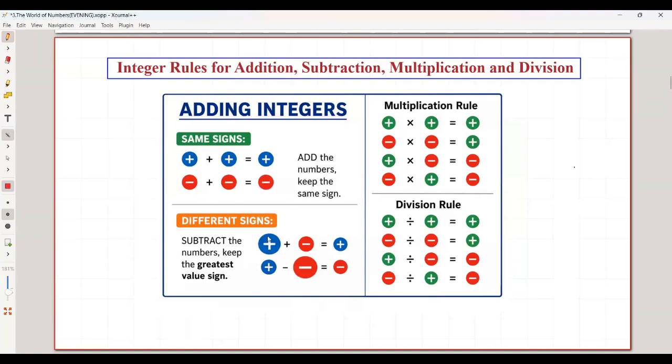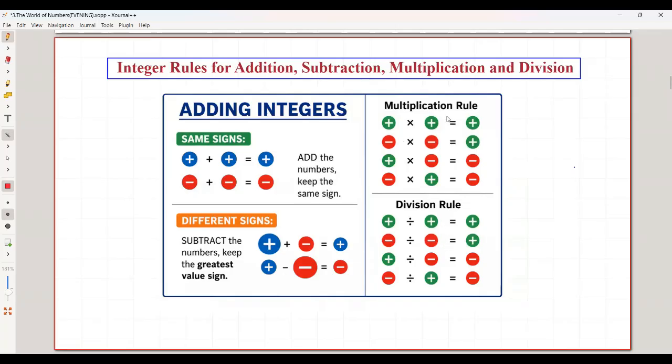If they have different signs, one plus and another minus, first subtract the numbers and keep the greatest value's sign. Suppose the first number is the greatest and has the plus symbol, you keep the answer's symbol as plus. Suppose the second number is the greatest and has minus, you take the symbol as minus. Different signs: subtract the numbers and keep the greatest value's sign. Addition and subtraction follow the same track, and multiplication and division the same track.